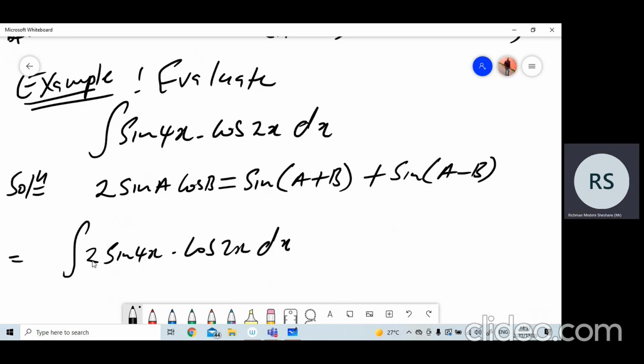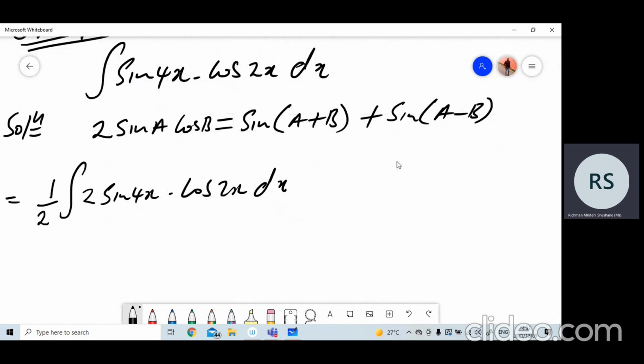We introduce 2 here because it's another form of the product. If we introduce 2, we need to divide by 2. Okay, so now we're happy. We have the form of this formula sheet now in our problem, so here we are able to use this formula.